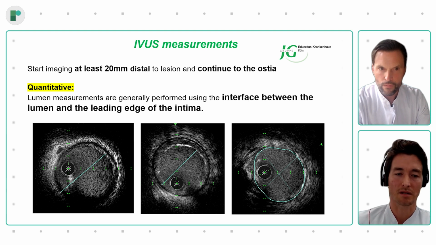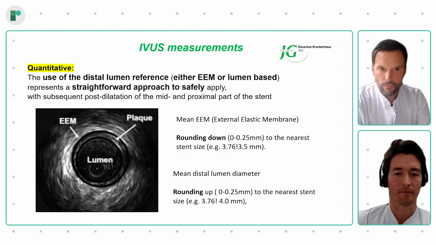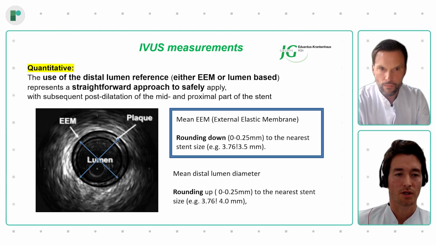Then it's important to do lumen measurements, the distal part, the proximal part, the distal and proximal reference diameters, and then define your strategy. The lumen, the leading edge of the intima, is important here. You can see how to measure the diameter or the minimal lumen area. It's a very simple approach. The use of distal lumen reference is a very straightforward approach to safely apply.